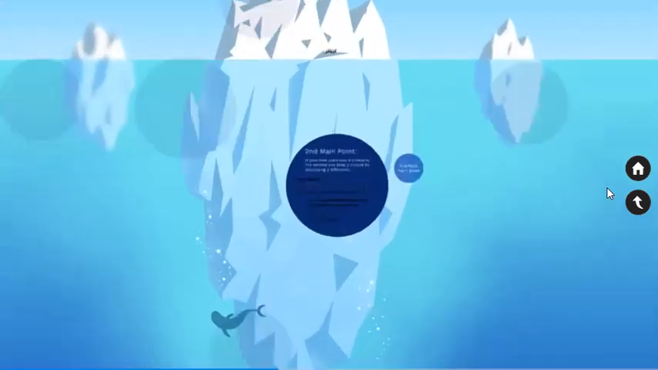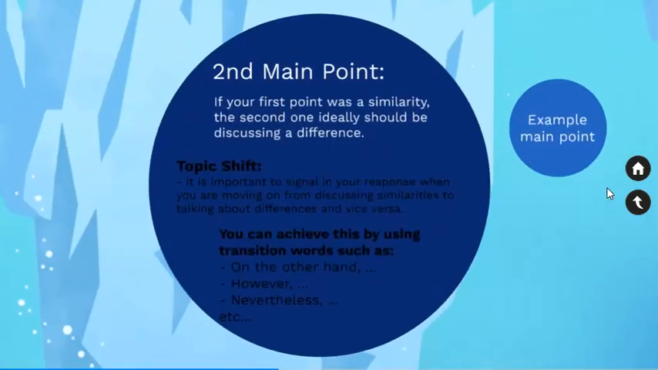Now moving on to the second main point, in this case, will be the differences, because we started talking about a similarity. So if your first main point was a similarity, the second one ideally should be a difference. But like I said, if you cannot think of a difference, then talk about another similarity. So in this case, we did think of a difference.